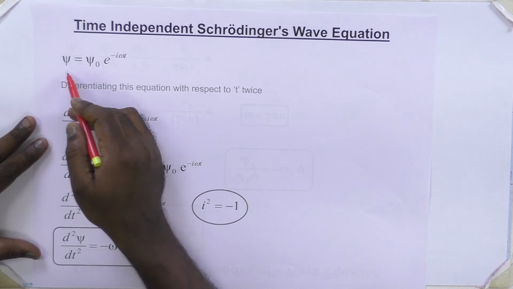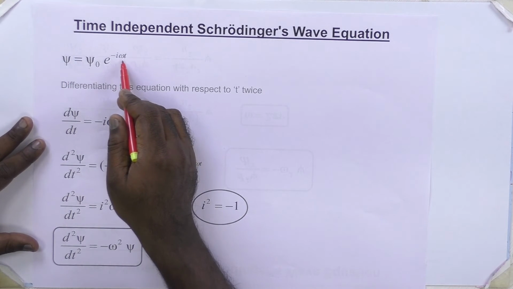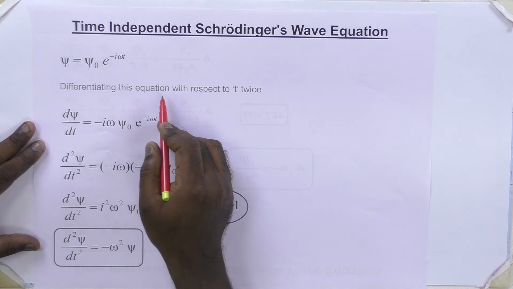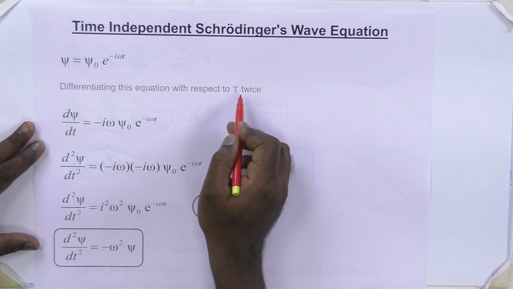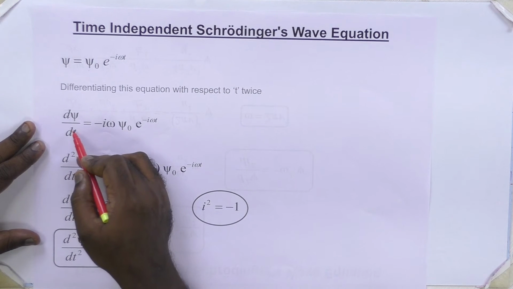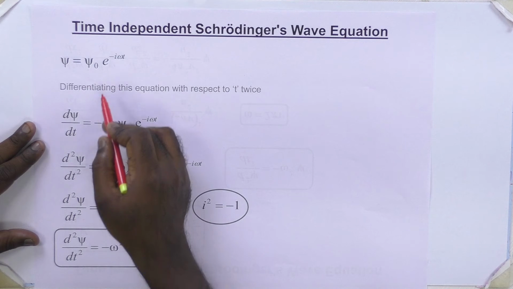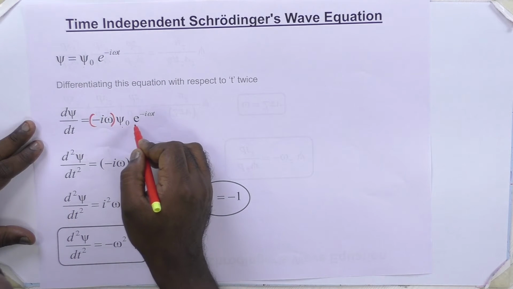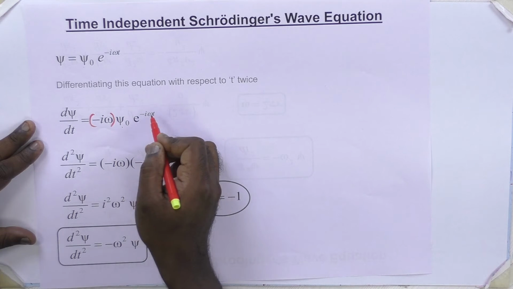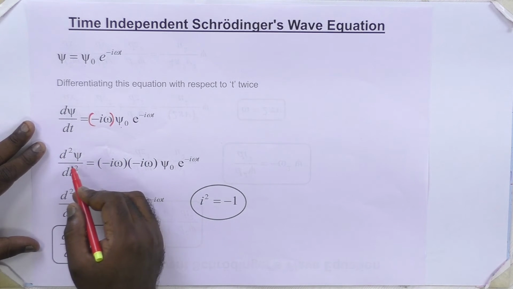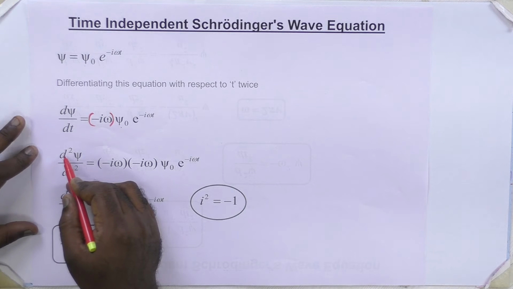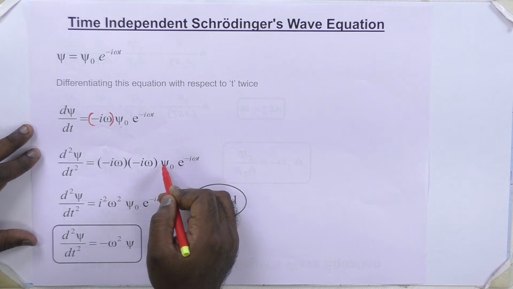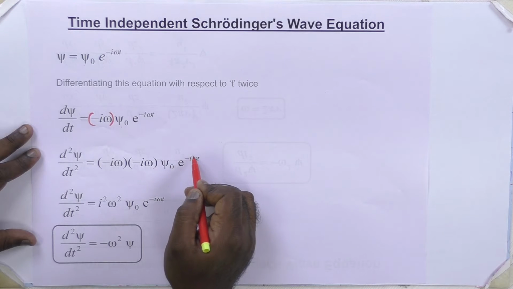So we know that psi is equal to psi naught e to the power minus i omega t. So you have to differentiate this equation with respect to t twice. First, dψ/dt is equal to minus i omega psi naught into e to the power minus i omega t. Then once again, differentiating with respect to t, d²ψ/dt² is equal to minus i omega into minus i omega psi naught e to the power minus i omega t.